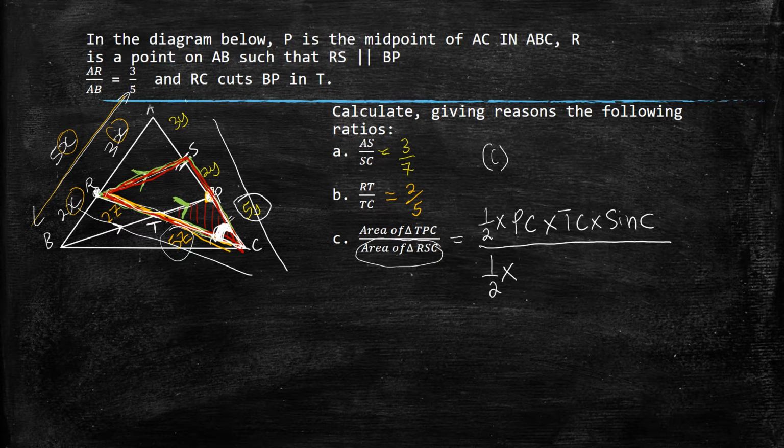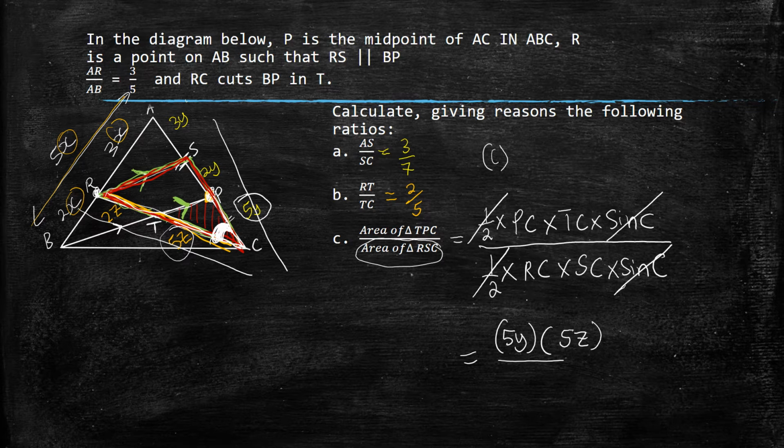So it will be 1 over 2, RC multiplied by SC multiplied by the sine of the included angle, which is still sin C, so that we want this and this to cancel because we don't know the angles. We want to be left with the ratios. 1 over 2 and 1 over 2 will also cancel. We are left with PC. What is our PC? Our PC is 5y. What is our TC? Our TC is 5z.